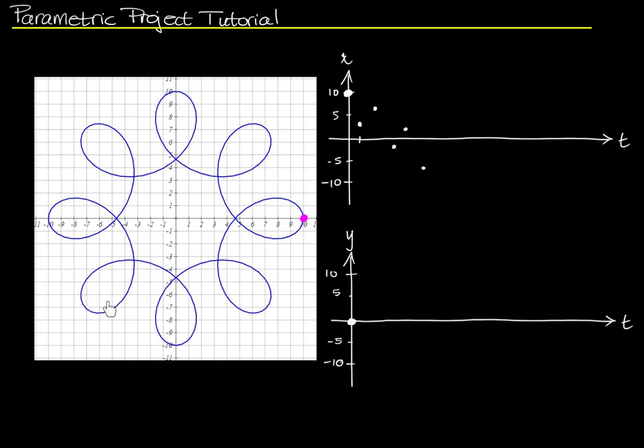From negative 7, I come up. Remember, I'm just thinking in this direction, up to negative 3. Negative 3 is about there. Negative 3, I come down from there. I start going down again to negative 10. And that is about there.